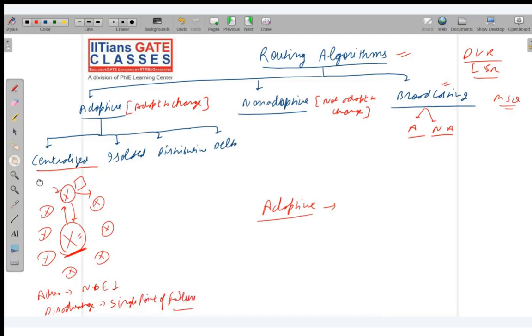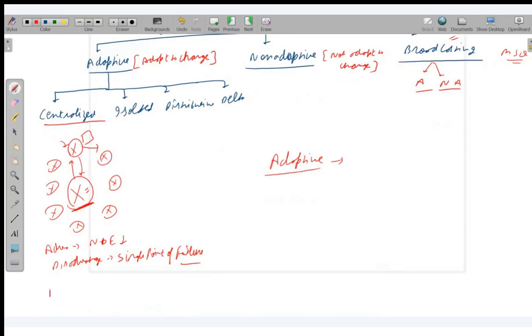An example of the centralized approach is path vector routing, PVR. They will ask you whether PVR is centralized, isolated, or so on. So PVR is centralized. PVR is path vector routing.